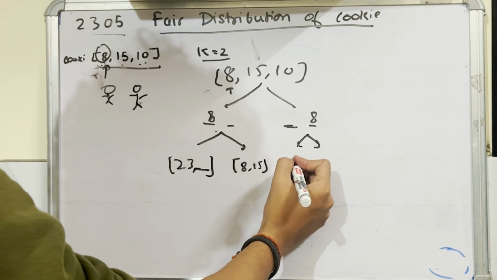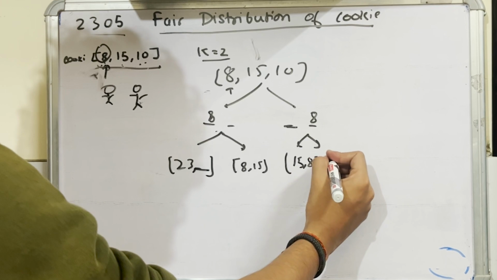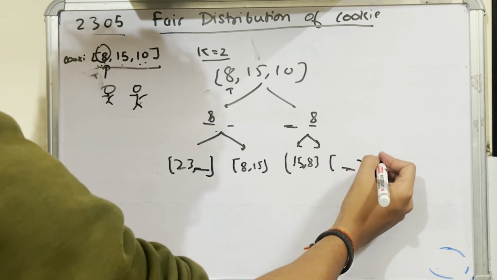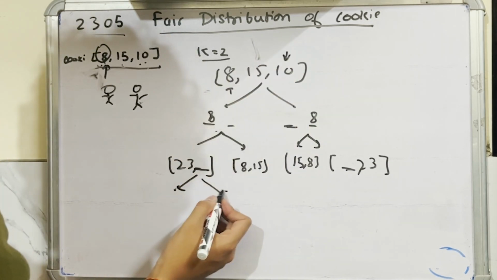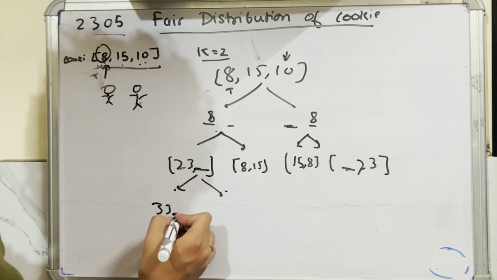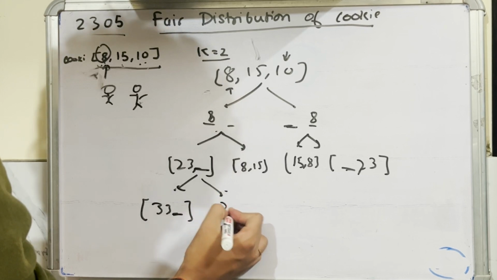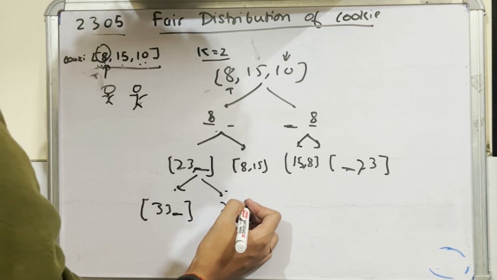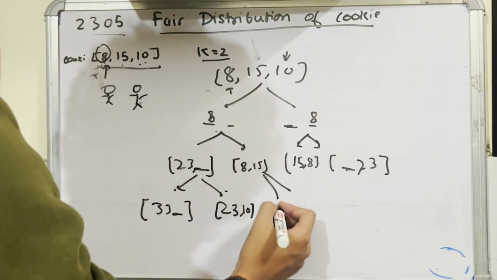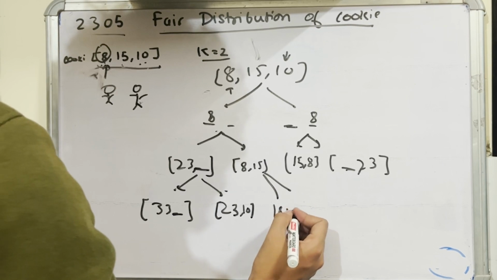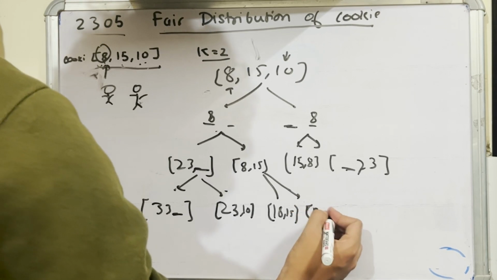If you give it to this, it will be 15 comma 8 and nothing comma 23. Okay, next you have 10. So you can give it to the first guy or second, it will be 33 comma nothing and 23 comma 10. Okay, next will be for this, if you give it to first, it will be 18 comma 15, or if you give to the other guy, it will be 8 comma 25.